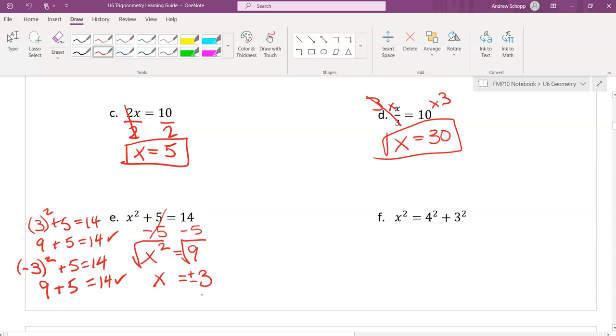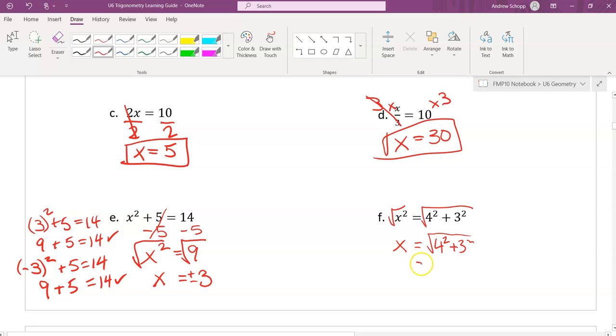For f, we have x being squared, and that's equal to 4 squared plus 3 squared. So if I want to isolate the variable first, x, on its own, I have to inverse the squaring, so I square root the left side and everything on the right side. So the square root of x squared is x. And now I've got this messy piece here.